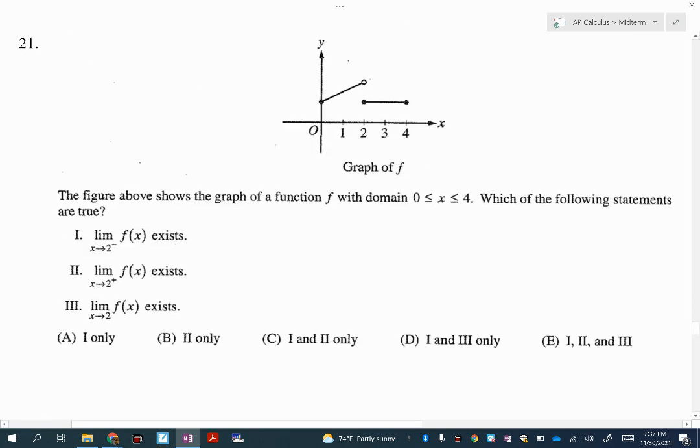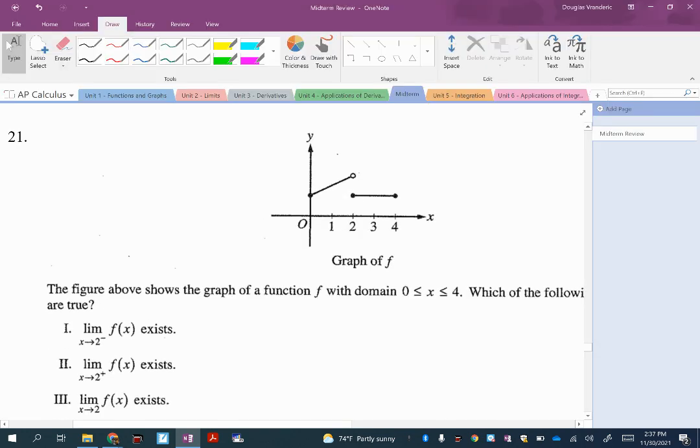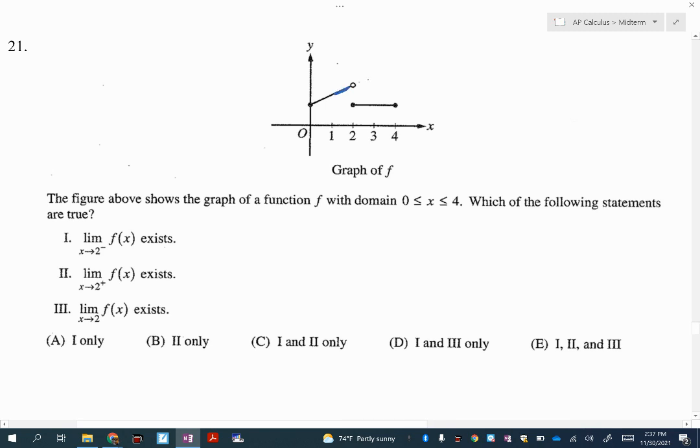21. We want to see which of these statements is true. The limit as x approaches 2 from the left. As you approach 2 from the left, you're approaching a y value here, so that does exist. As you approach 2 from the right, you're approaching this y value, which does exist. So those two exist, but do you see how they're approaching different values? Since you're approaching different y values from the left and from the right, the limit as x approaches 2 does not exist. So only 1 and 2 are going to work here. So C.